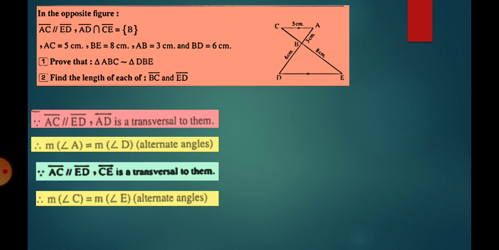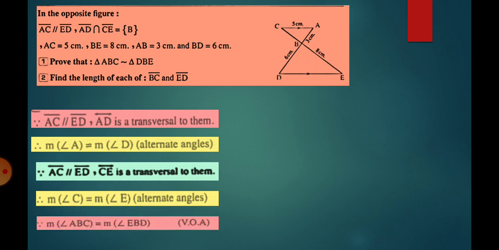ACB and DEB. We have two corresponding angles in the first triangle equal to two corresponding angles in the second triangle. Then the third angle equals the third angle. Here, the measure of angle ABC equals angle EBD, vertically opposite angles. Then we have three angles in the first triangle equal to the corresponding angles in the second triangle.